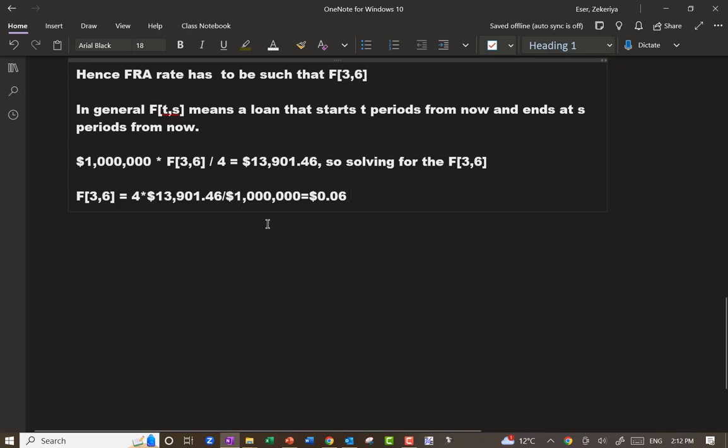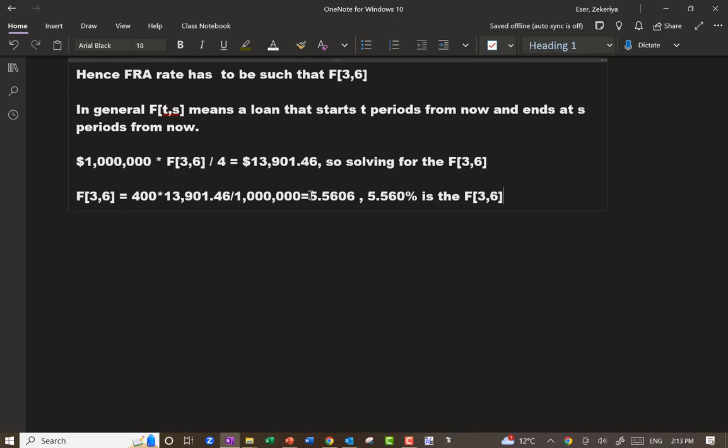Actually, let me get rid of these dollar signs, and I'm going to make this 400 so that I can read the result as a percent. So 5.560% is the F36.